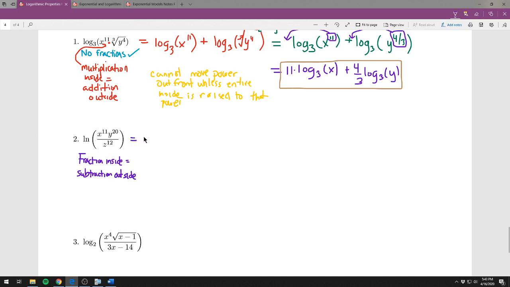So what we are thinking about here is doing that division rule in reverse. If we make a subtraction outside, what goes in front of the subtraction is what's on the top, x to the 11th times y to the 20th. We get our minus, and then we get the natural log, same base and everything, of z to the 12th, what's on the bottom. Then we ask ourselves, are there any multiplications inside? There's one in the first one. There's no multiplication in the second one. But while we do this step, this isn't going to change. Multiplication inside, once again, becomes addition outside.